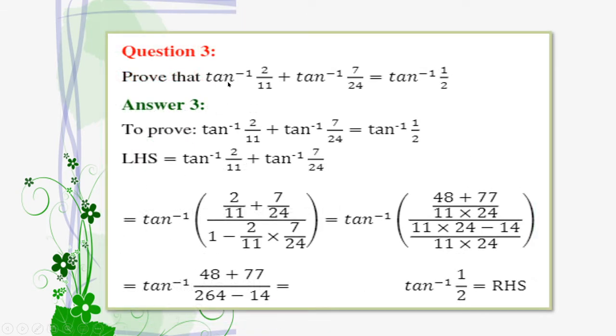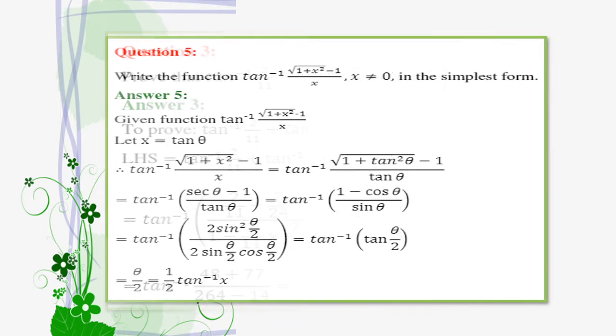Third question. Tan inverse 2 by 11 plus tan inverse 7 by 24. Here the formula for tan inverse A plus tan inverse B is applicable. Before that you can check that condition, whether xy is less than 1 or not. Definitely 2 by 11 into 7 by 24 is less than 1. So we can very well proceed and apply this property, and after solving we will get the right hand side which is tan inverse 1 by 2.